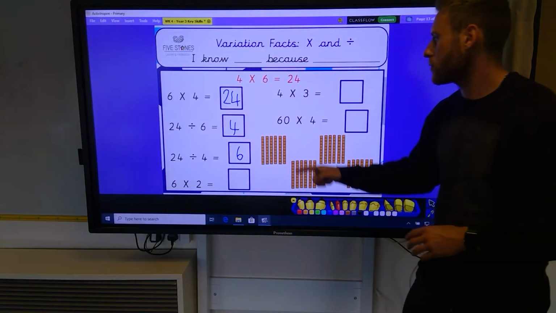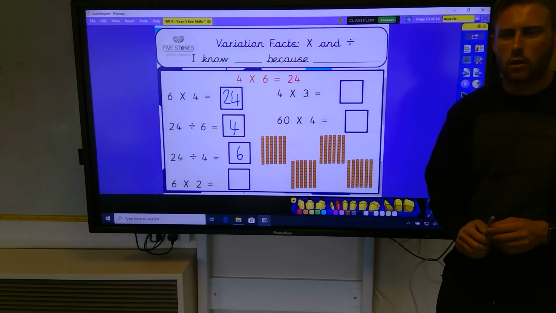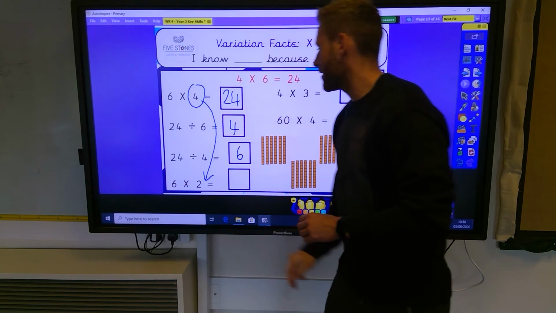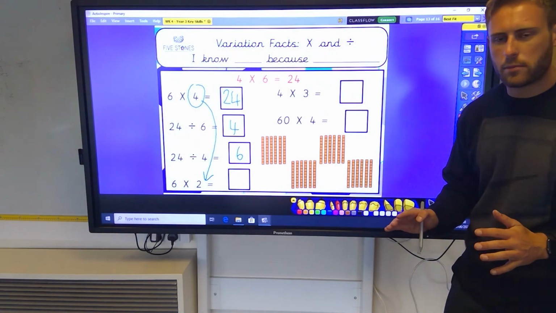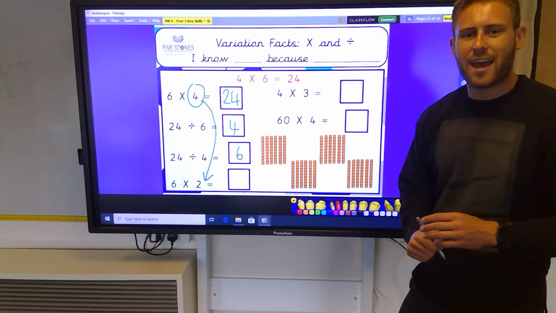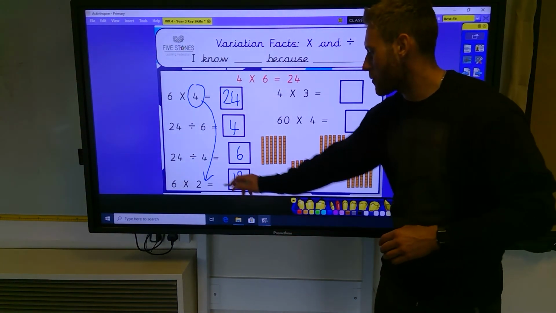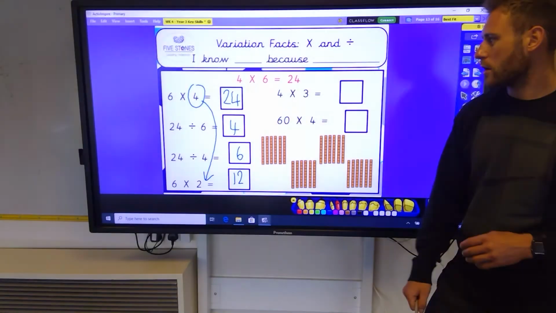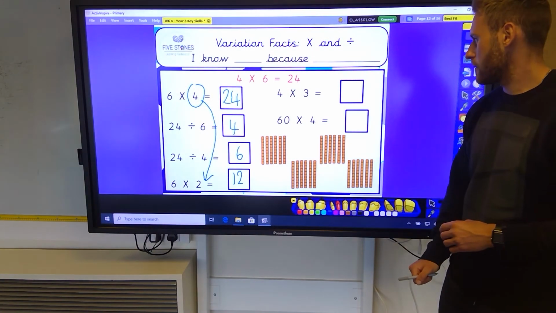So if we know 6 times 4 is 24, 6 times 2, what relationship can we see between 4 and 2? Yeah, it's been halved. So it's half the amount. So half of 24 is 10 and 2. 10 and 2 is 12. Some of you might be fantastic at your 2 times table and doubling and recognise straight away 6 times 2 is 12. But let's think about how our other facts link.